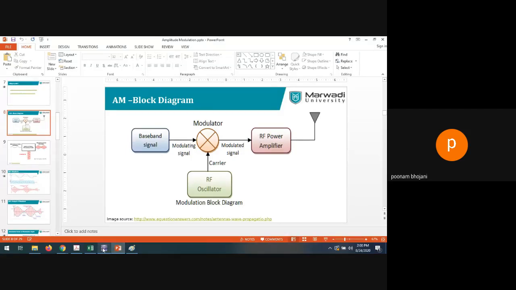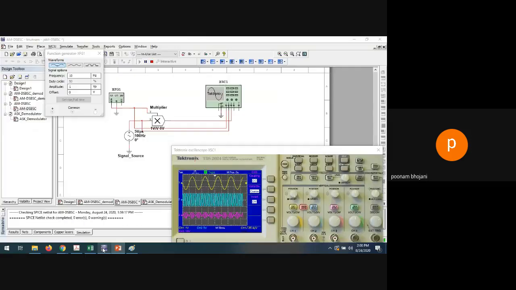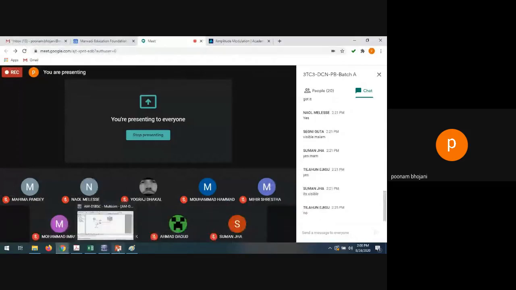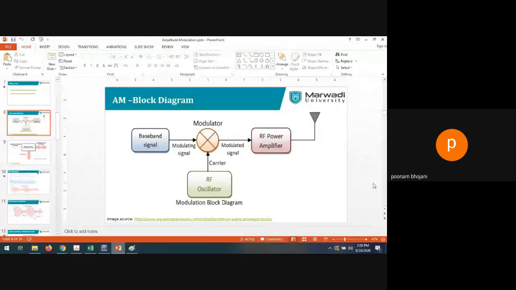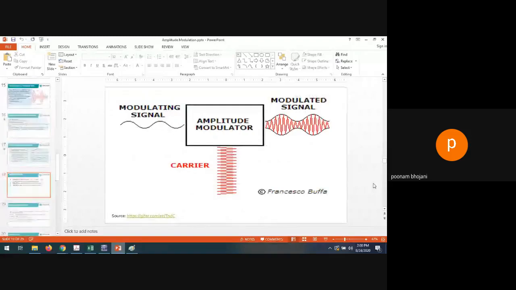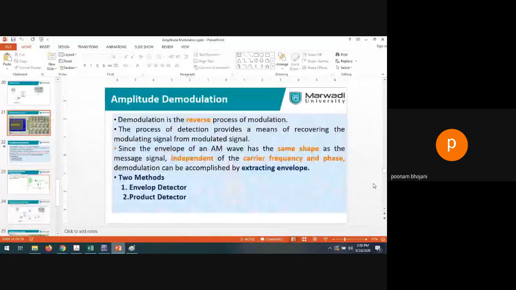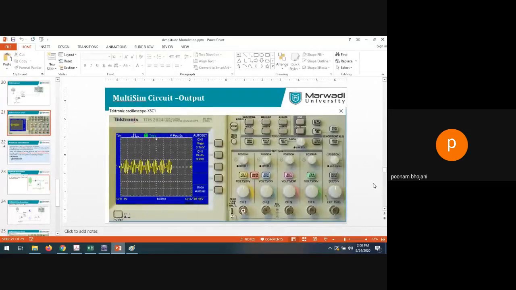Okay, any doubt in this modulation circuit to anyone? Then we will see the demodulation. Okay, so let us see the demodulation now. Okay, this is the demodulator circuit. This is the output of the modulator.